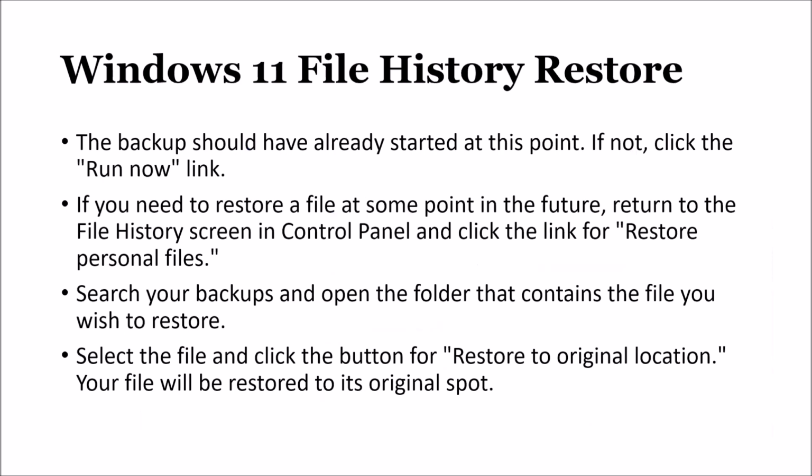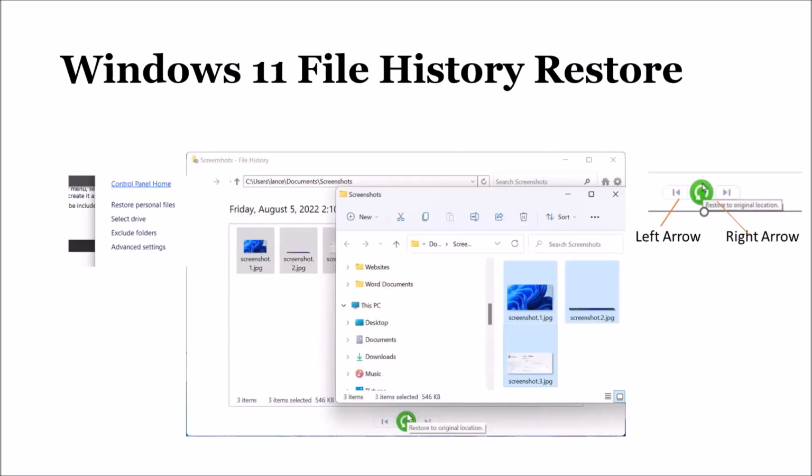To restore with File History in Windows 11, the backup should already have started at this point. If not, click the Run Now link. If you need to restore a file at some point in the future, return to the File History screen in the Control Panel and click the link for Restore Personal Files. Search your backups and open a folder that contains the file you wish to restore. Select the file and click the button for Restore to Original Location, and your file will be restored to its original spot.